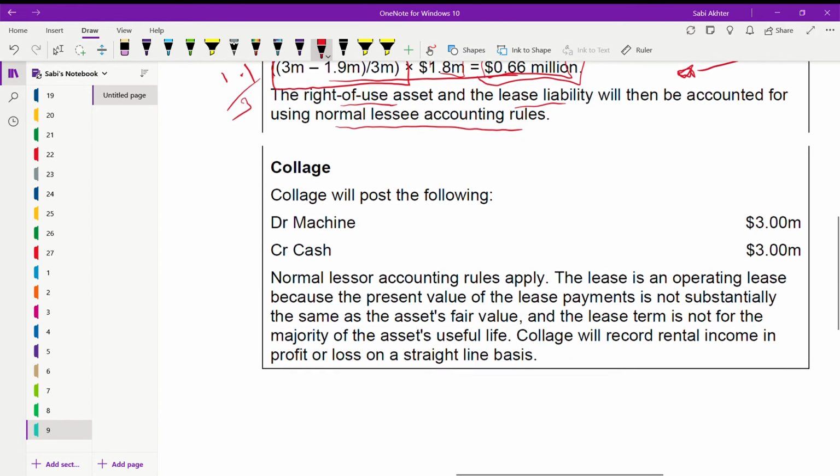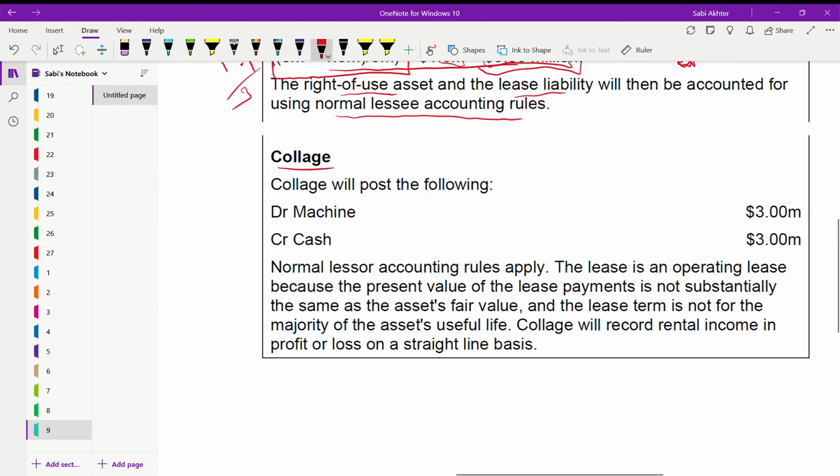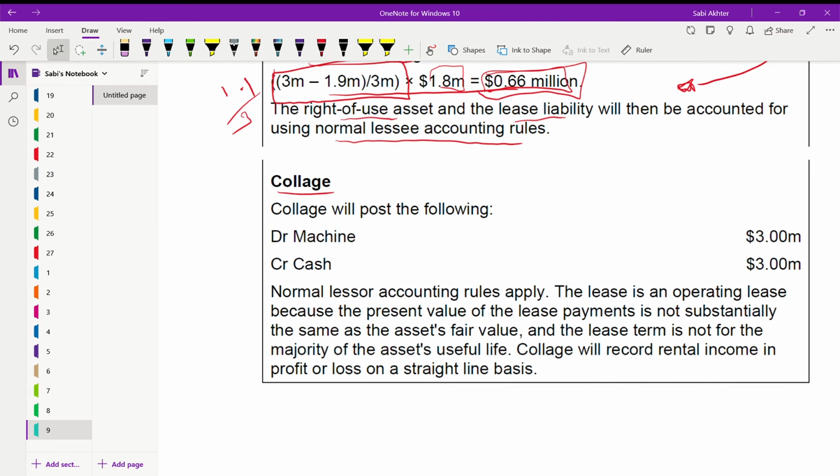Now coming to the college. Who is college? College is the lessor. So he will debit the machine and credit the cash. Why credit the cash? Because he's buying from the lessee, so he has to pay 3 million in cash. So credit cash 3, debit machine, because he's buying, which means he's getting the machine. So 3 million.